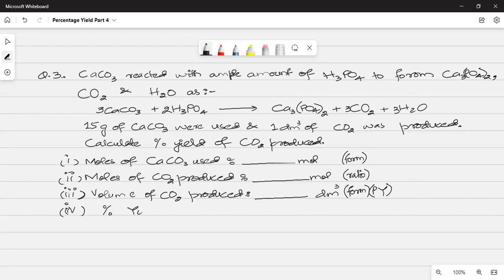And lastly, our part 4 is percentage yield, which is going to be AY over PY into 100. That's how it would go. We already have the actual yield as a part of the question, which is 1 decimeter cube of carbon dioxide. Okay, so go ahead, take a try on this one. Wherever you get confused, let me know. I'm here and I will help you with it.